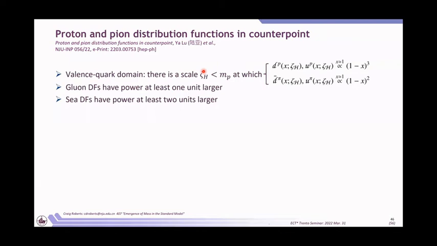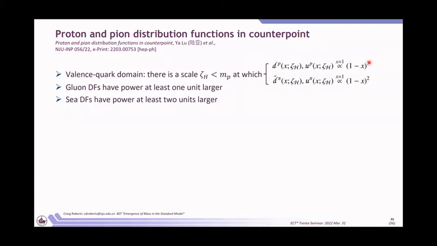What one can say, and this comes from QCD, is that on the valence quark domain, there's a scale. It's less than the proton mass. And at that scale, the valence quarks in the proton have a distribution function that behaves as (1-x)^3. And the pion has a valence anti-d and a valence u distribution that behave as (1-x)^2. And these are hard predictions from QCD.